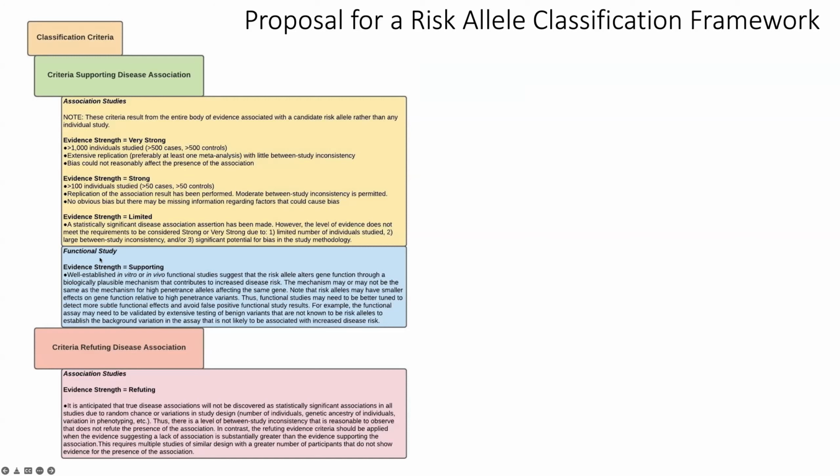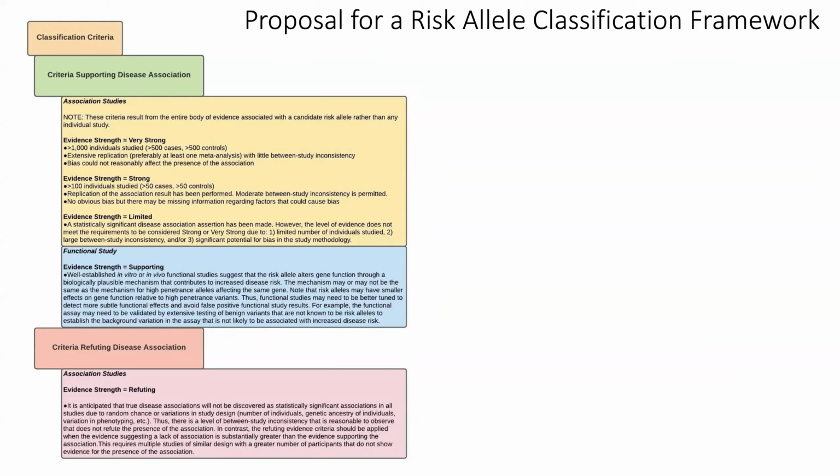We do see that functional studies can play a role, but it's a supporting role rather than the strong role that you see in the high penetrance variant classification system. And the reason for that is that with risk alleles, that variant that you're detecting, it's not necessarily true that variant itself is the causative variant that's conveying the risk. It may be genetically linked to another variant on the same allele, so essentially just a marker, and it may not function in the same manner as the high penetrance variant.